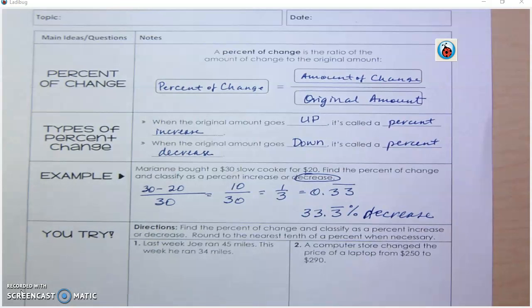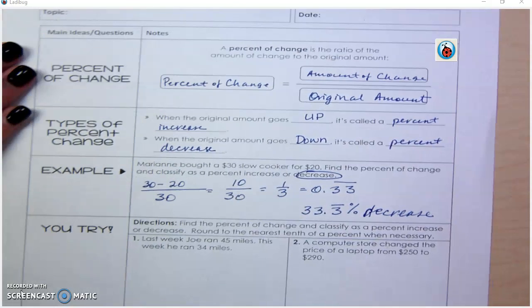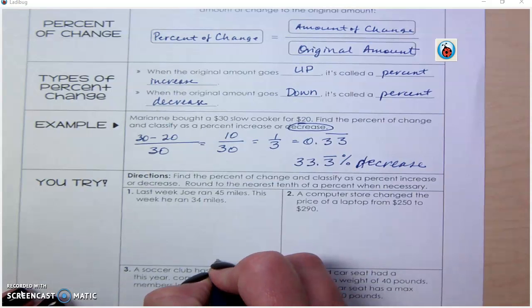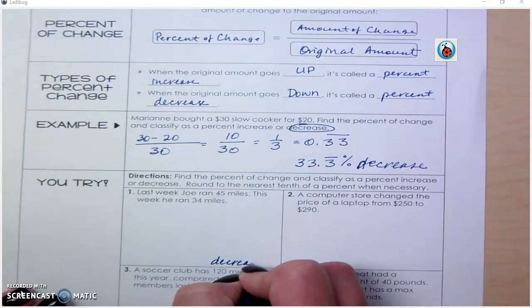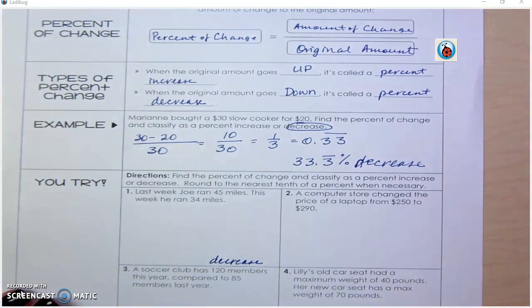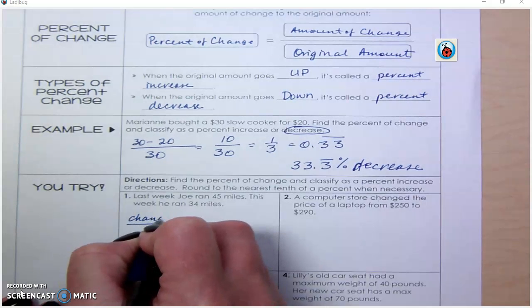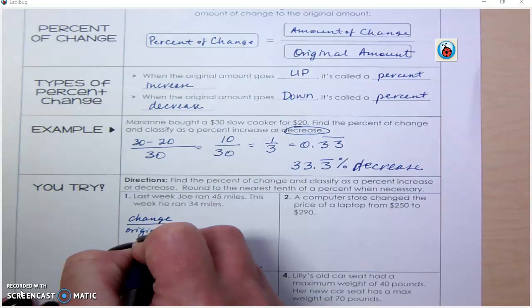All right, let's try a little bit more. Our examples are not going to just stay with prices. Percent of change can apply to a variety of topics. So for question number 1, we have: last week Joe ran 45 miles. This week he ran 34 miles. So again, common sense. First of all, you can say, oh, it is a decrease because Joe is running fewer miles. All right, let's break this down. So again, it's change over original.